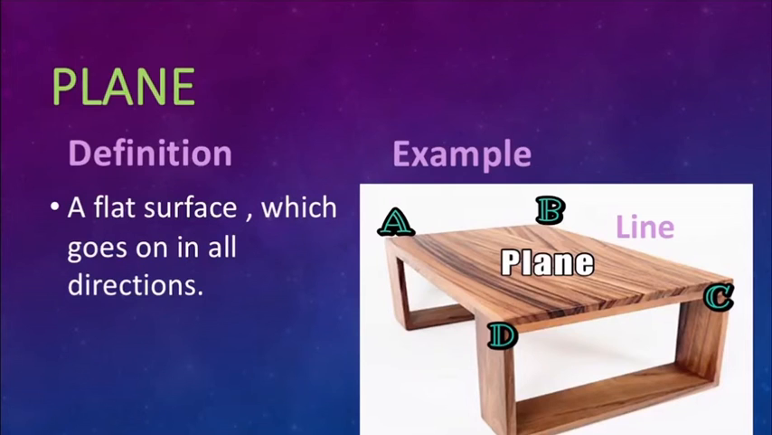As you can see in the example, we have a table and the top of the table is known as a plane, and this plane has 4 lines AB, BC, CD and DA, and the size of a plane depends on the size of the lines.